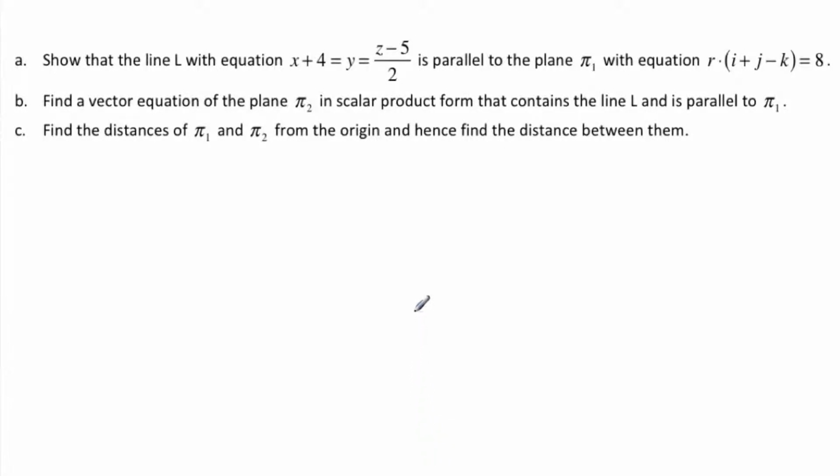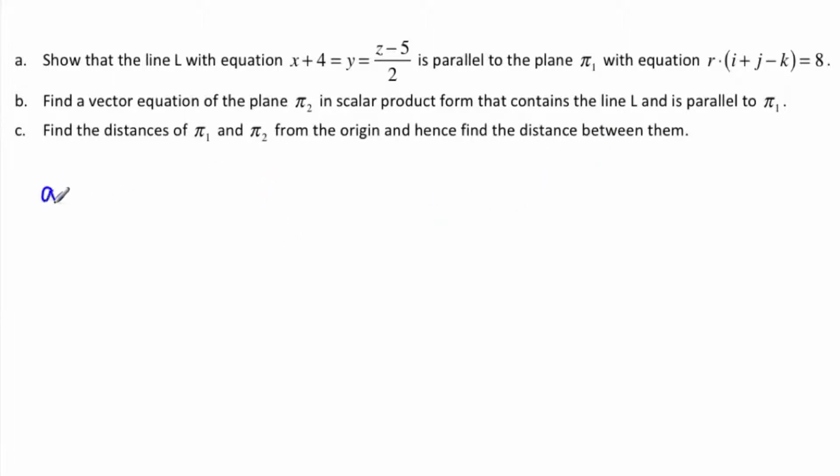In this question we have three parts. We first need to show that the line is parallel to the plane, and then we need to make another plane that is parallel to the first plane but contains the line, and then we need to find the distances of both of these planes to the origin, and hence find the distance between them. Because they're both parallel, they won't intersect, so it should be possible to find the distance in between them.